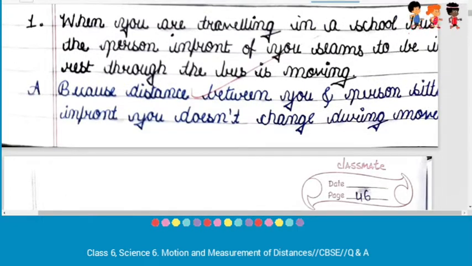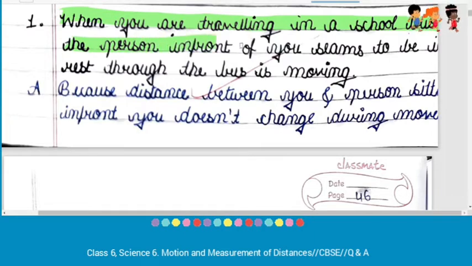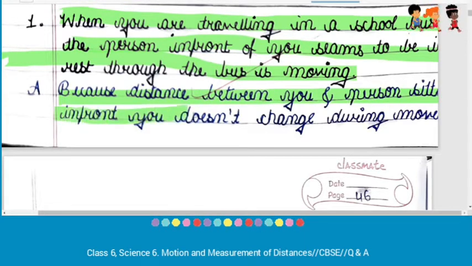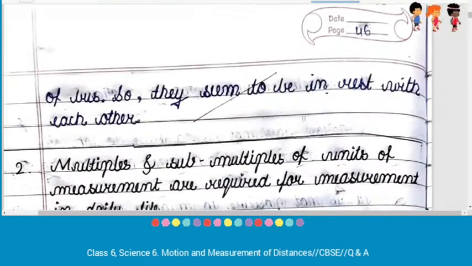First one, when you are traveling in a school bus, the person in front of you seems to be at rest though the bus is moving, because the distance between you and the person sitting in front of you does not change during movement of the bus. So they seem to be at rest with each other.